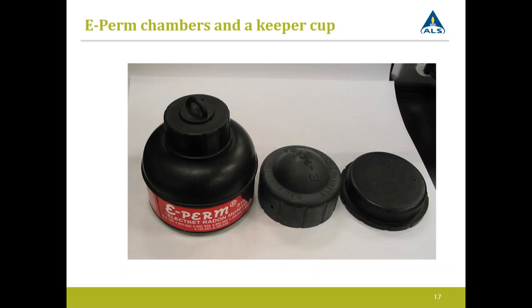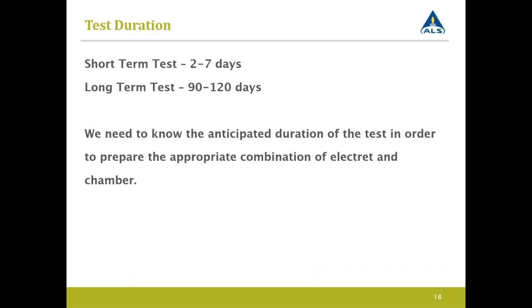The short-term tests last from 2 to 7 days, and long-term tests from 90 to 120 days. We need to know the anticipated duration of the test in order to prepare the appropriate combination of electrode and chamber. It is very important because if the appropriate combination of electrode and chamber is not prepared, then the results could be biased. And also, in some cases, we will not be able to calculate the results. So please always let us know the anticipated duration of the test.